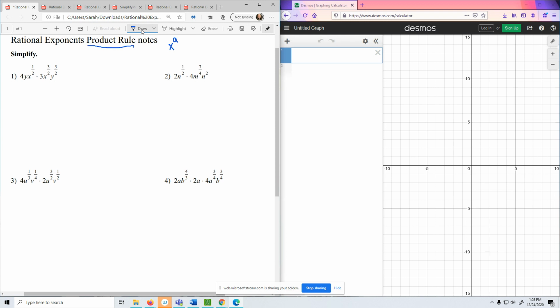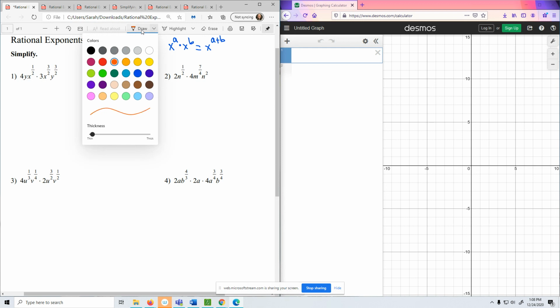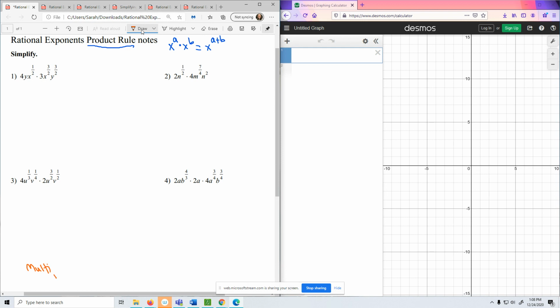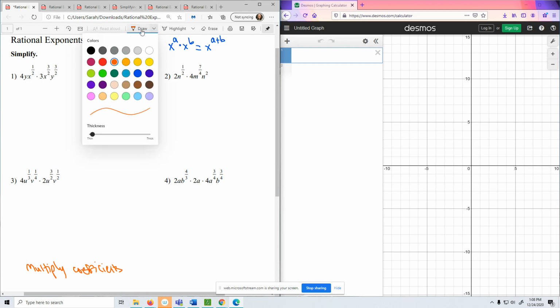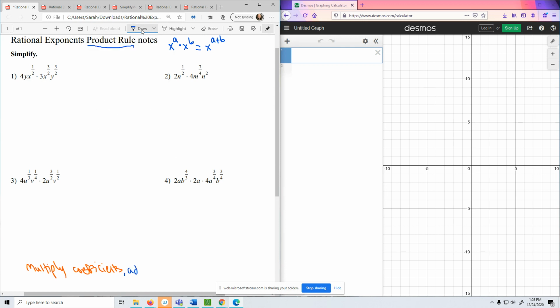The product rule says if I'm multiplying two things together that have the same base, like x to the a times x to the b, I simplify that as x to the a plus b power. So to do all these problems here today, notice that all we see going on is multiplying. We are going to multiply coefficients, aka the numbers in front. And then we are going to use that product rule and add like exponents. So that is what we will be doing to simplify these today. And then we'll add on other exponent rules as we go in the next few lessons.